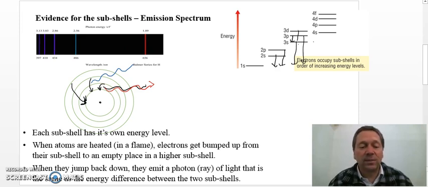So each subshell has its own energy level. When the atoms are heated up in a flame, electrons get bumped up from their subshell to an empty place in a higher subshell, but then they jump down again and they emit a photon of light, and that light is the same energy as the energy difference between the two subshells. That's why we think there are subshells.